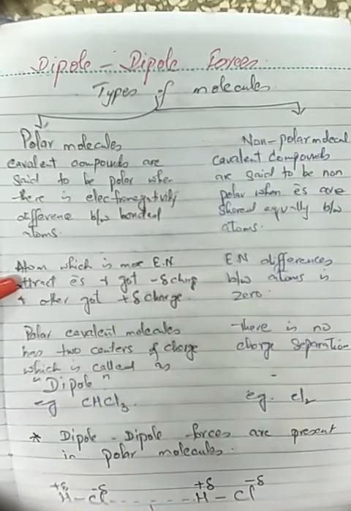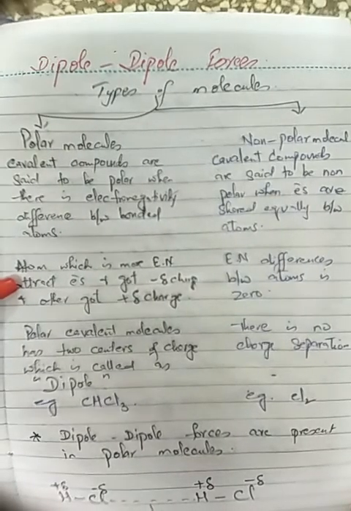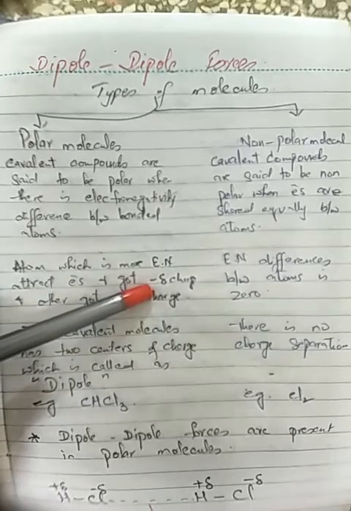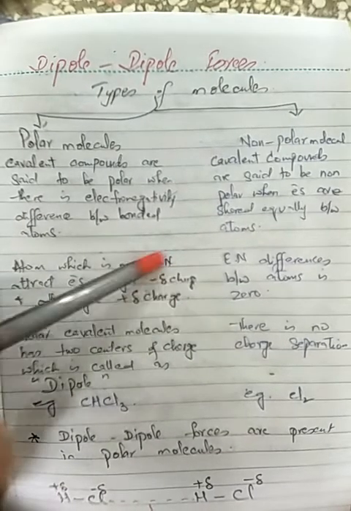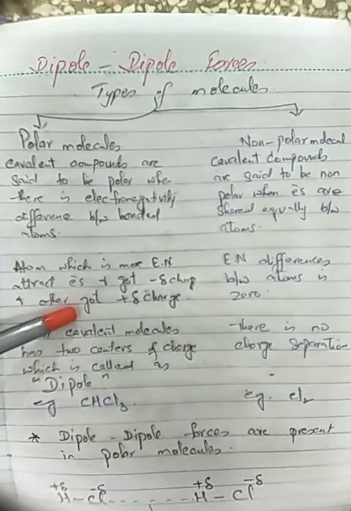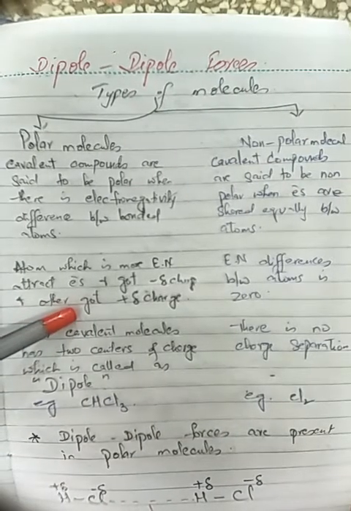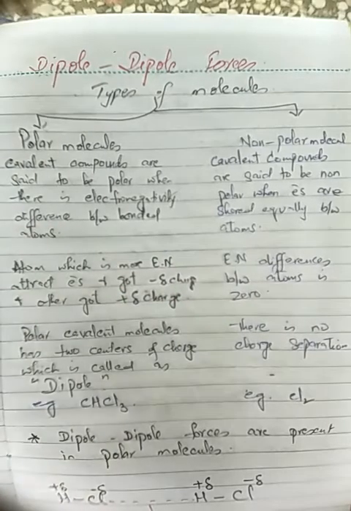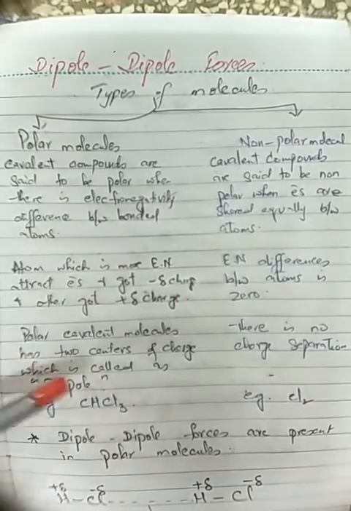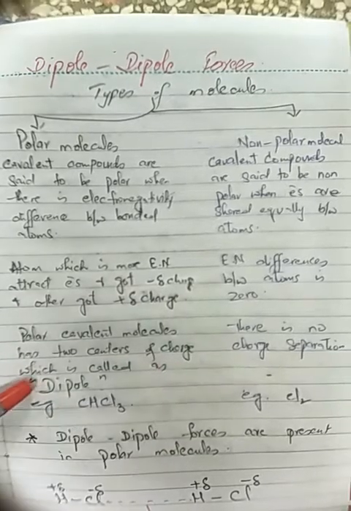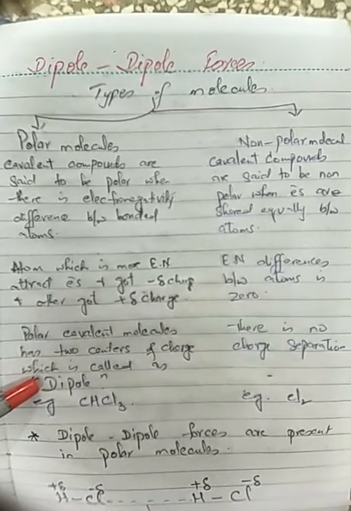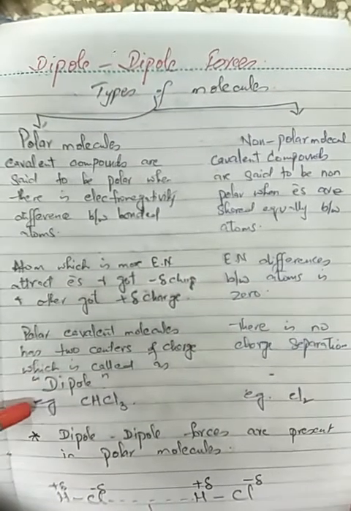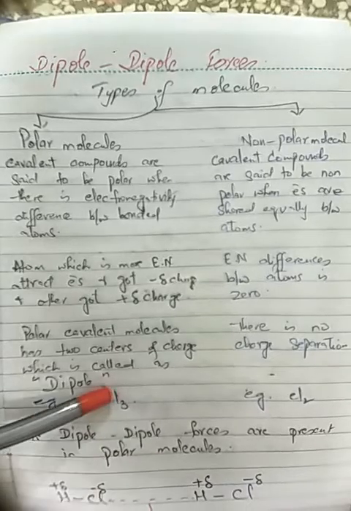The atom which is more electronegative attracts electrons more towards itself and gets a partial negative charge, also known as a slightly negative charge. The other end, which is deprived of electrons or has less electron density, gets a partial positive charge. Polar covalent molecules therefore have two centers of charge, so they are known as dipoles: one partial positive end and the other partial negative pole. For example, CHCl3.